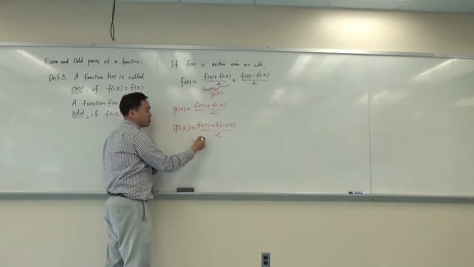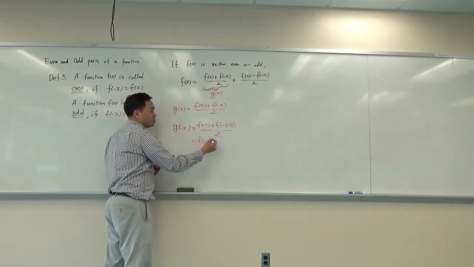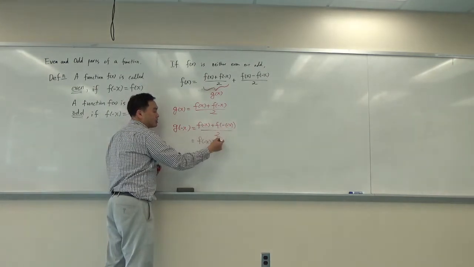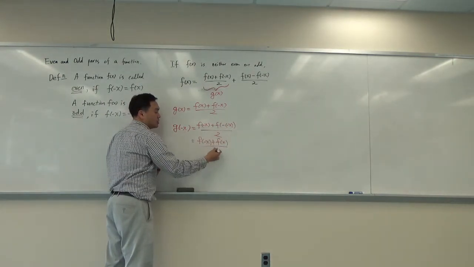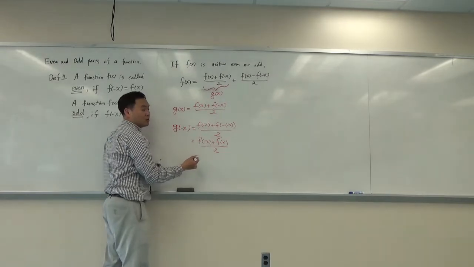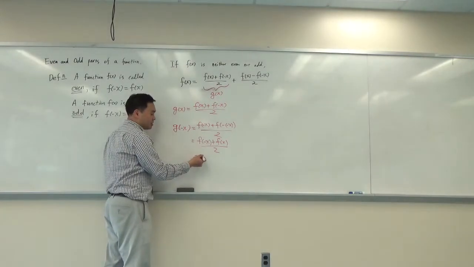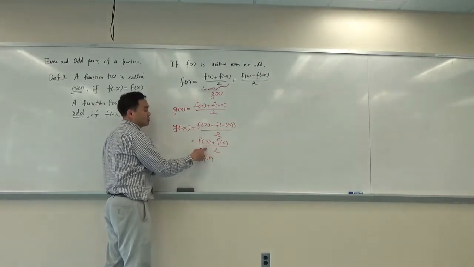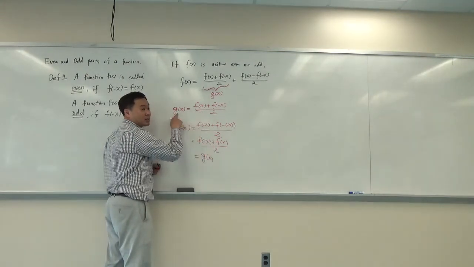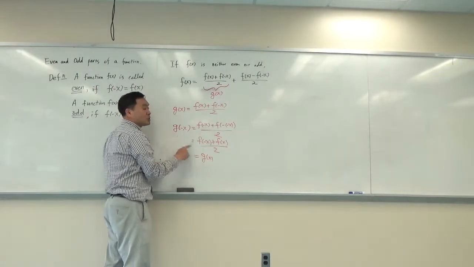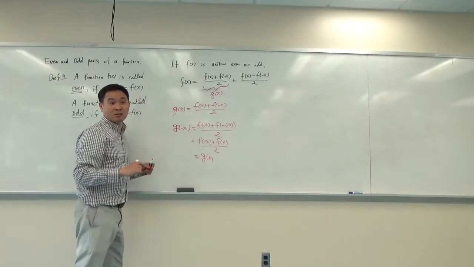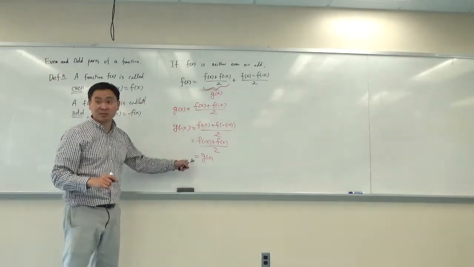But what is this? This is f of negative x plus negative of negative, which is positive, right? And that would be the same thing as g of x. If you switch these two around, it's exactly the same as g of x. So is g of x even or odd? It's even, because g of negative x is the same as g of x.